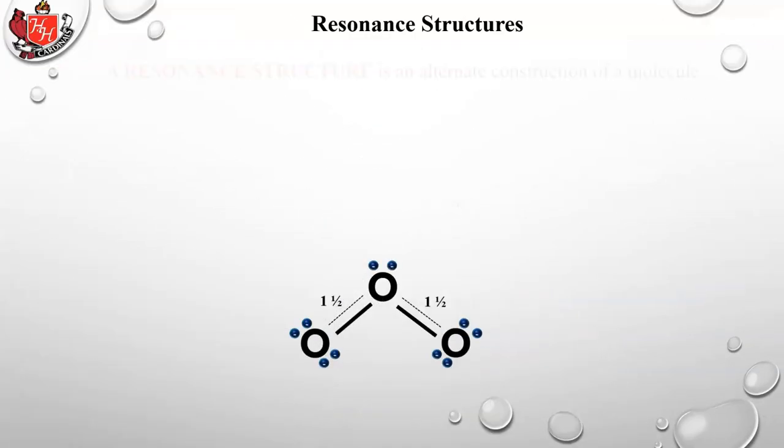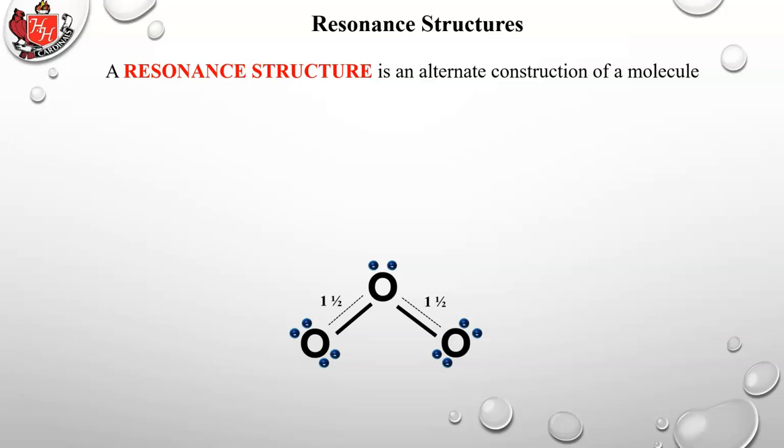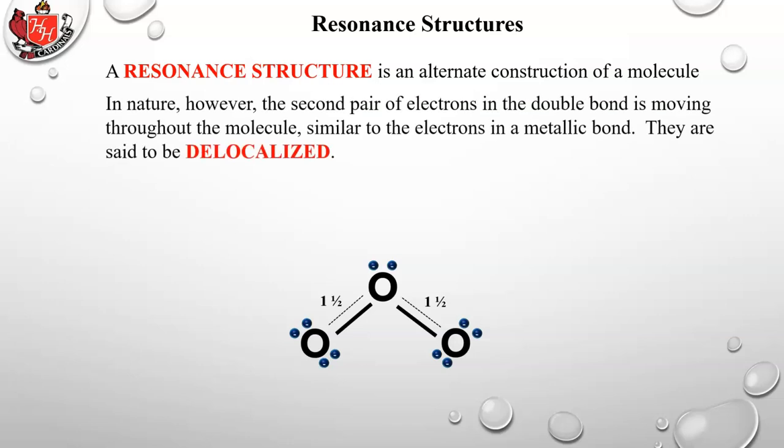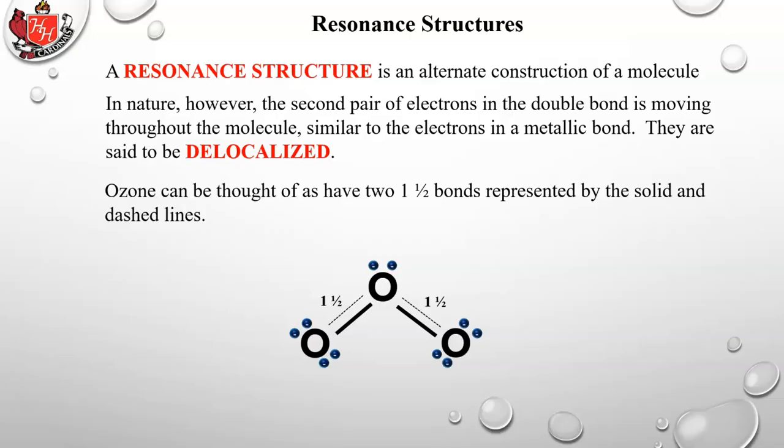Another way of diagramming it is like this. A resonance structure is an alternate construction of a molecule. In nature, however, the second pair of electrons in the double bond is moving throughout the molecule, similar to electrons in a metallic bond. They are said to be delocalized. Ozone can be thought of as having 2 1.5 bonds, represented by the solid and dashed lines. So instead of thinking of a double bond on one side, single bond on the other, you can think of it as the average of those two 1.5 bonds. And that's another way to draw a resonance structure.